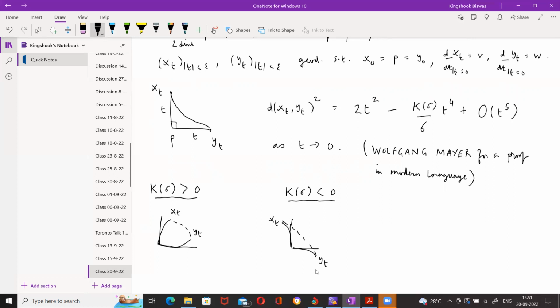So again, Utsav, I just want to say, be careful. This is an infinitesimal property. This is as t tends to 0, right? This is not saying anything for large t or even medium t. This is only for very small t, right? Yes. Okay, only for very small time.